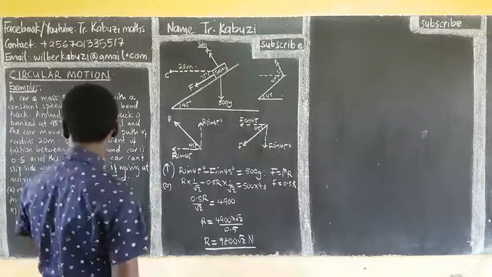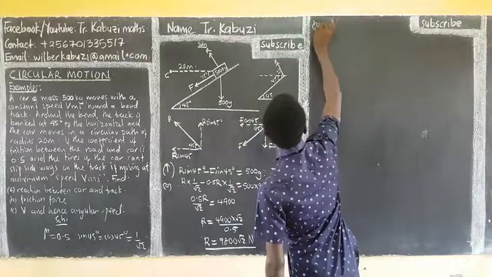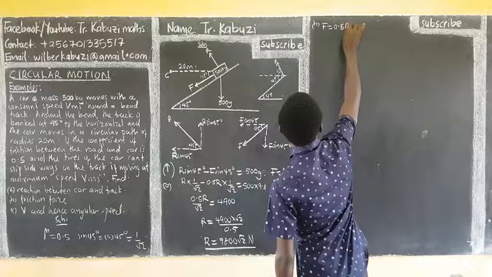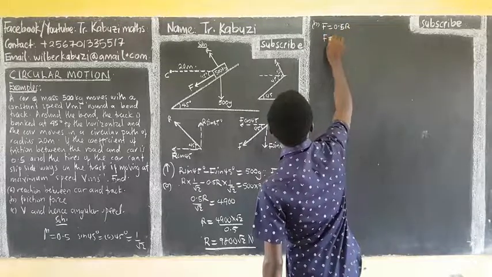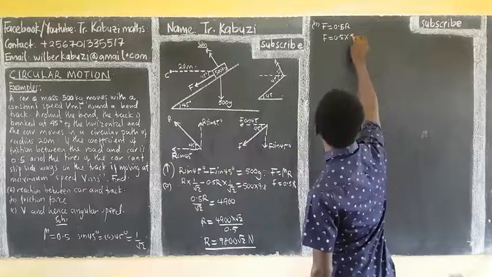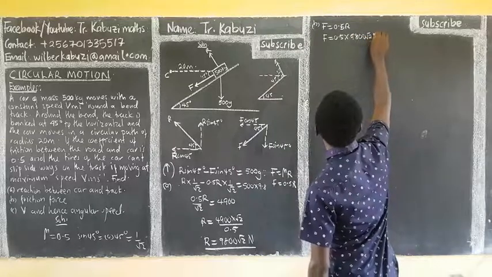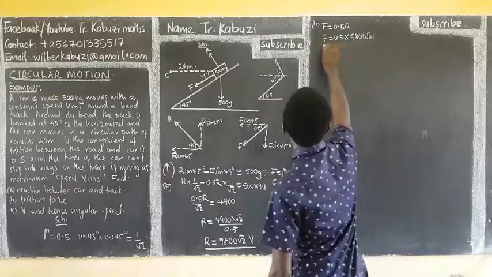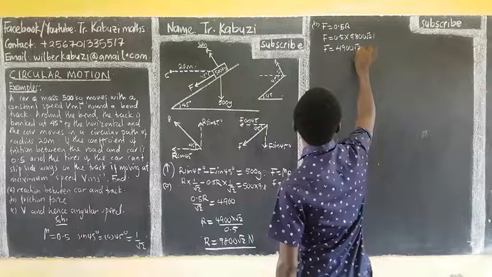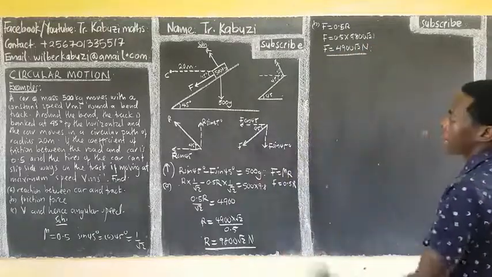Now I want to get the frictional force. That is part B. Our frictional force is always going to be 0.5 R. So this is going to be 0.5 times 9800 root 2, which gives me 4900 root 2 newtons with ease. So you see that we have everything there.